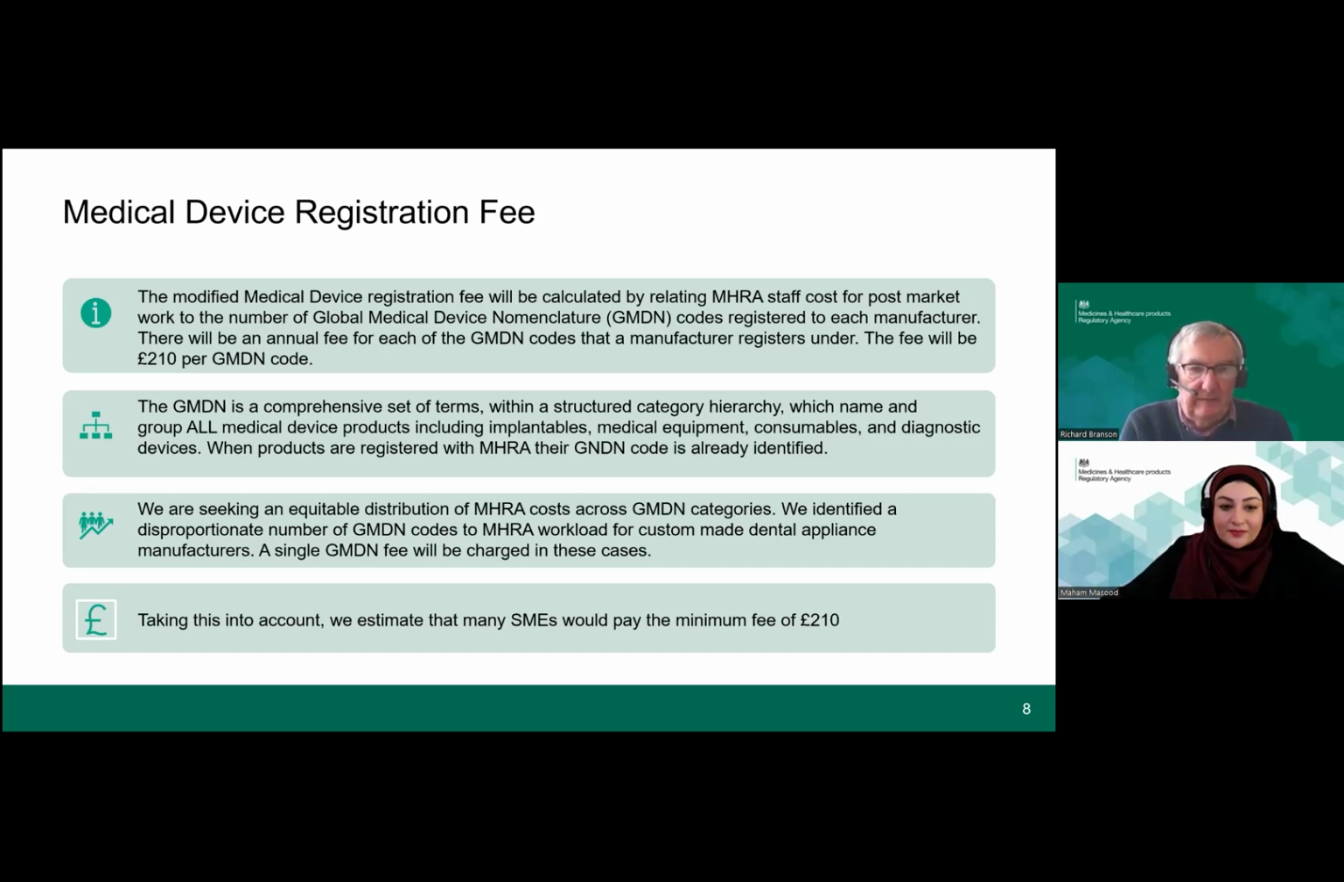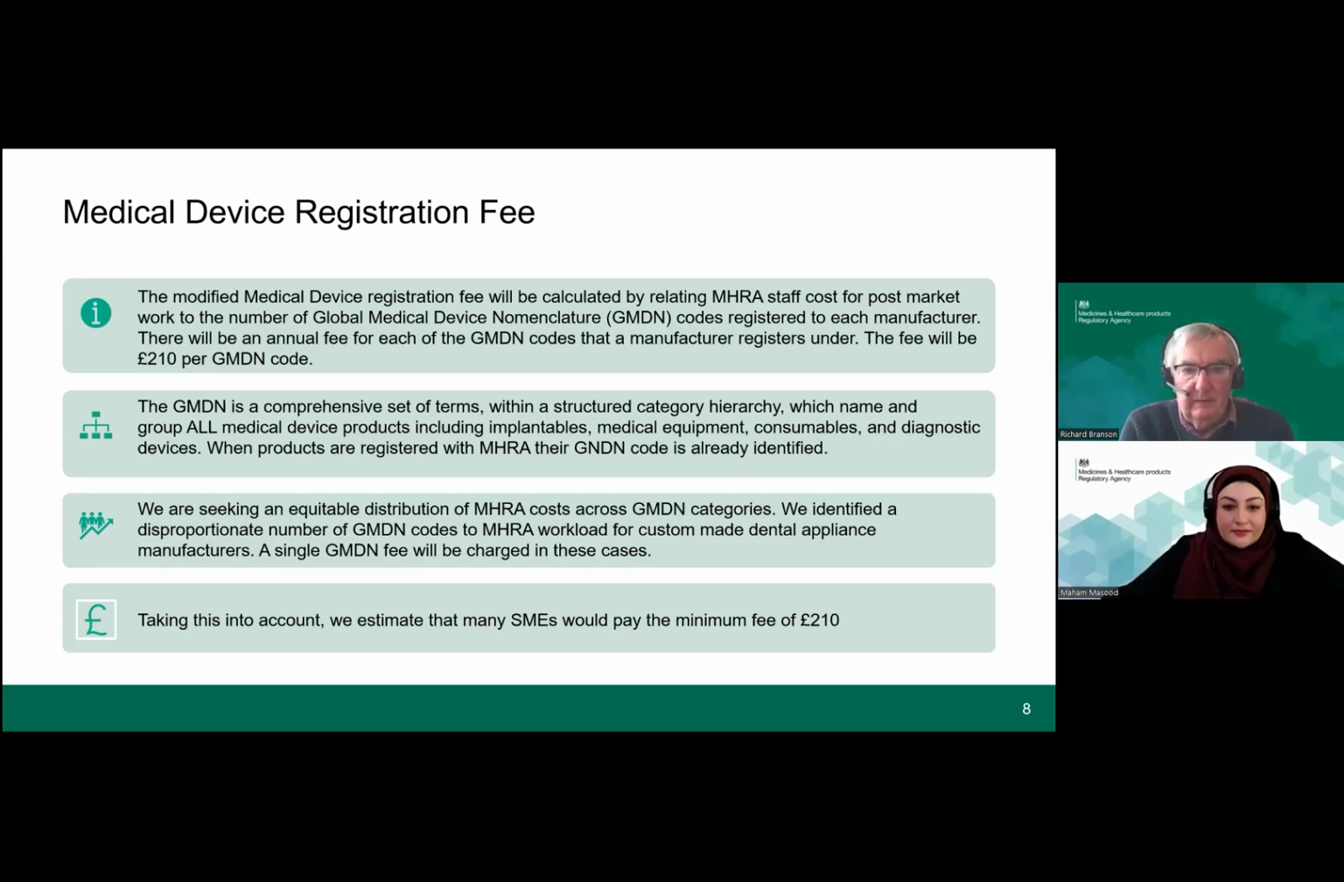The GMDN code is very convenient and practical because our workload tends to be related to product types, and GMDN is relating to product types. We'd thought about doing it against numbers of products, for example, but it's very difficult to define what a product is when there's different size packs and slight variations. And GMDN is tidier and it's more evenly spread across our teams. So we're trying to get as equitable a distribution as we can of our costs across the GMDN categories.